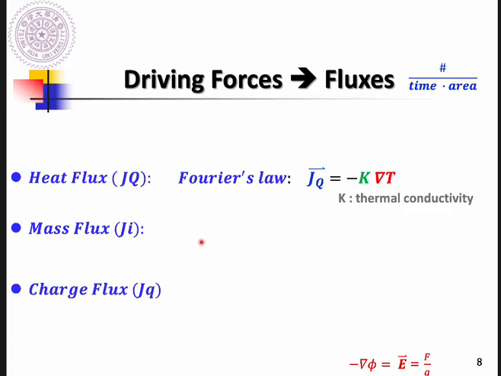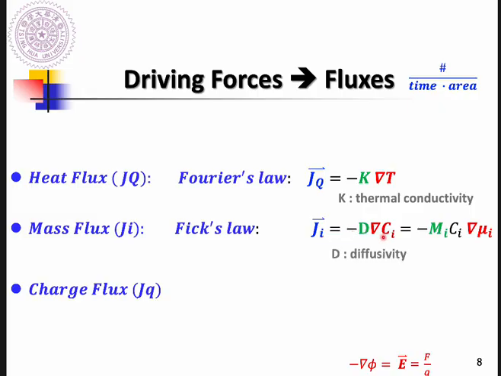And for the mass flux, you also learned the famous Fick's first law: the atomic flux equals minus the diffusivity times the concentration gradient, and also equals the negative mobility of the atom times the concentration of the atom times the chemical potential gradient. This is Fick's first law.